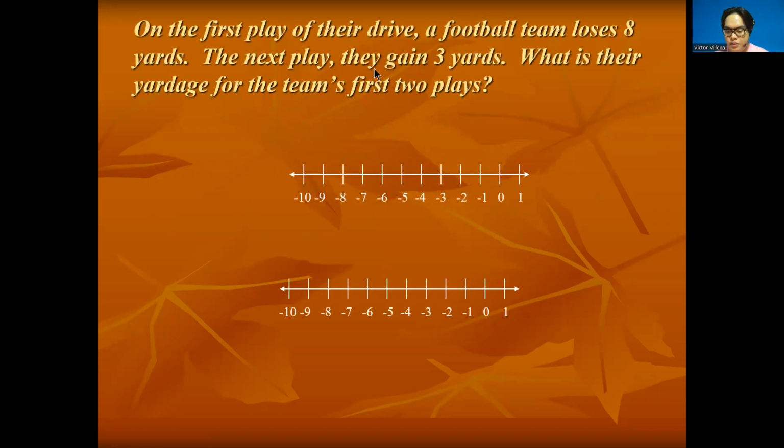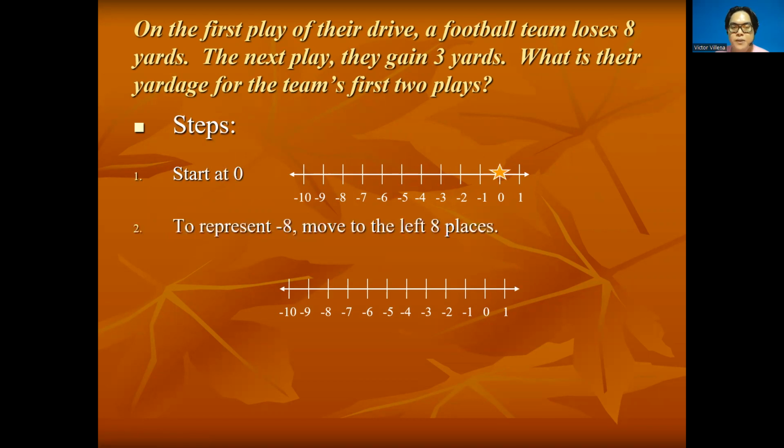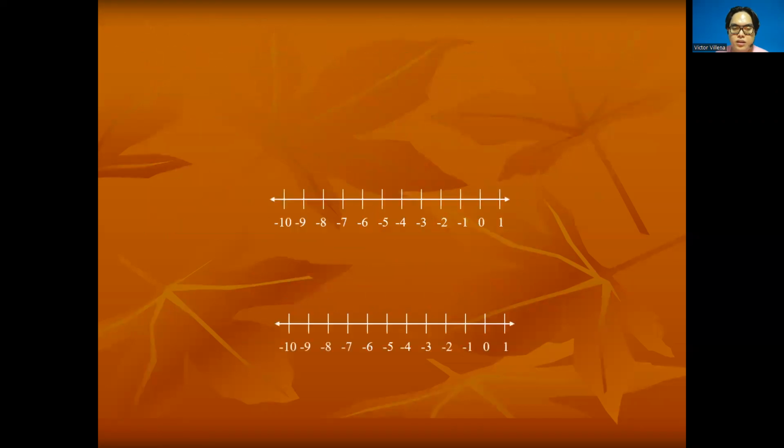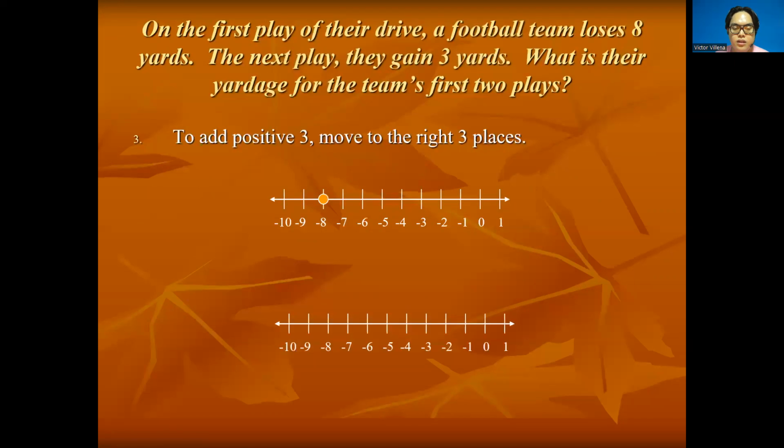When we are representing negative integers, we will always start at 0, or at the middle of the number line. To represent negative 8, move 8 places to the left. After moving 8 places to the left of 0, we will land at negative 8 on the number line, as you can see here.